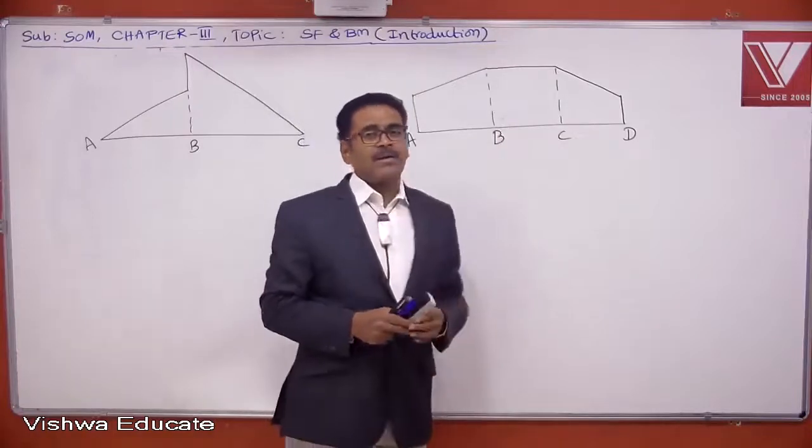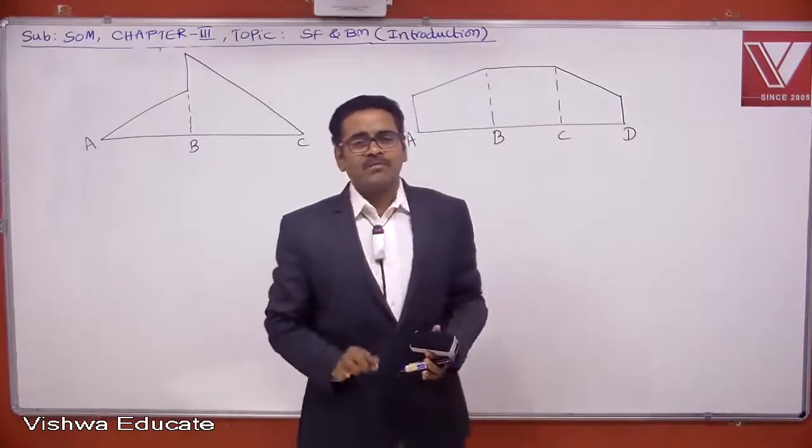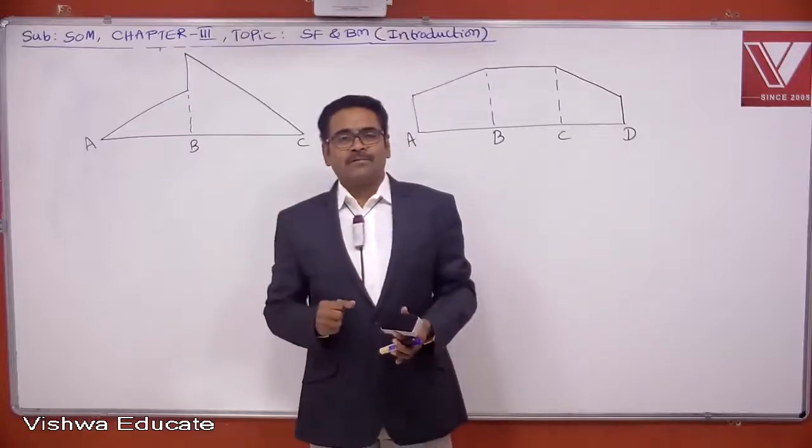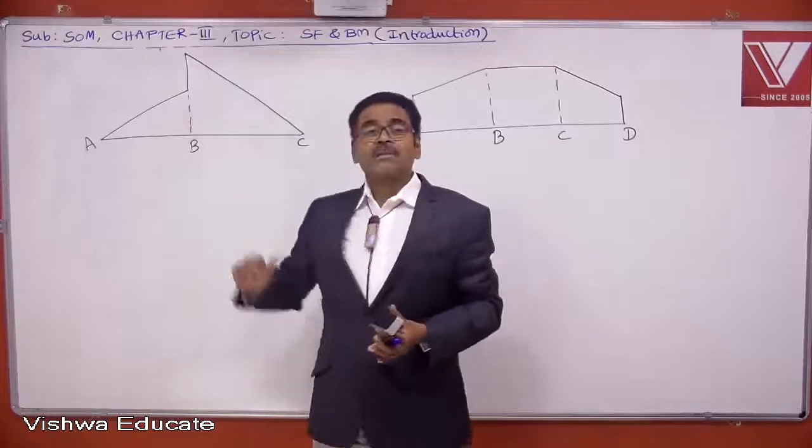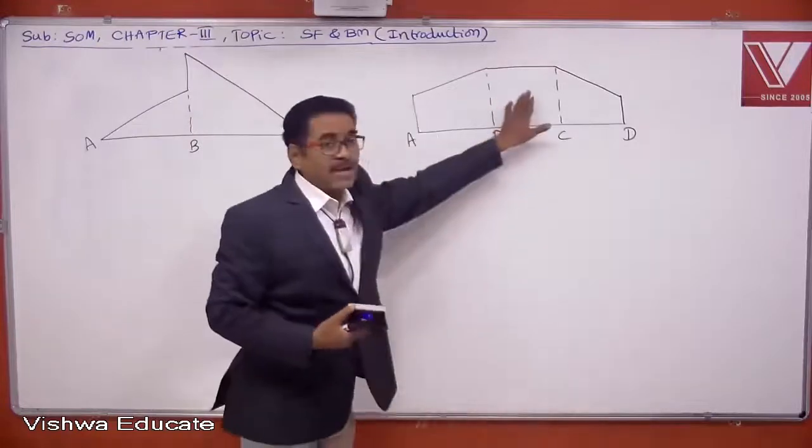What is the critical span? It is the portion of the beam which carries highest bending moment. That is called the critical span. Sometimes only a critical point will exist. Sometimes a critical span will exist like this.